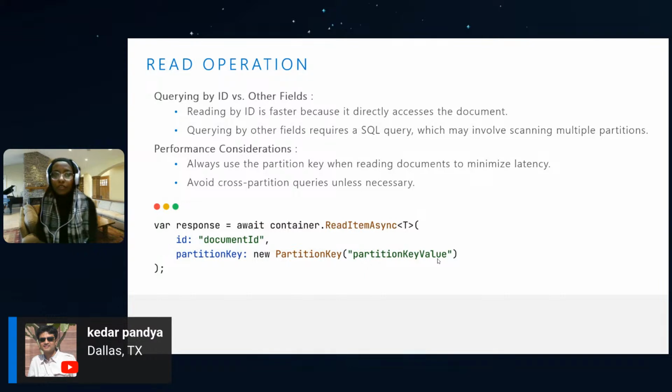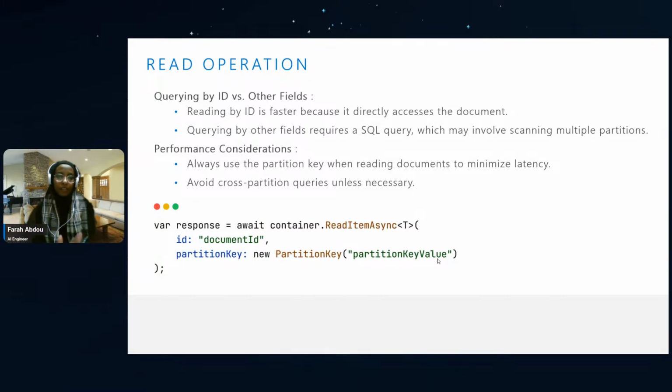Then the second part is the read. The read here uses ReadItemAsync, and in our example we read by the ID, so it will be faster. We can access the document faster, and of course we can query by other fields and use SQL queries. For performance, we need to avoid cross-partition queries if not necessary, and always use the partition key when reading documents so we can minimize latency.